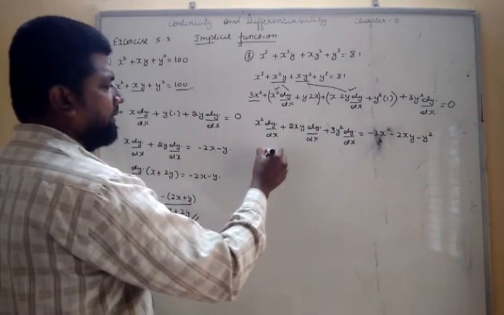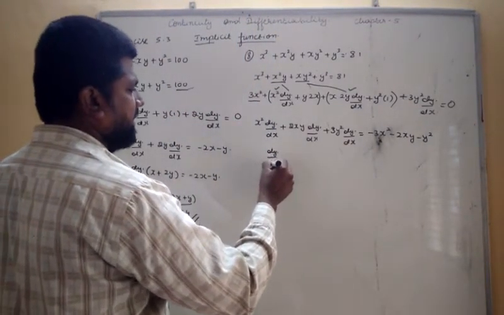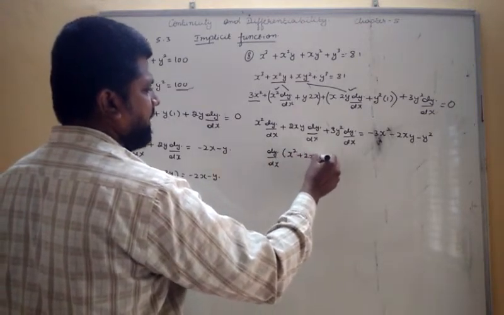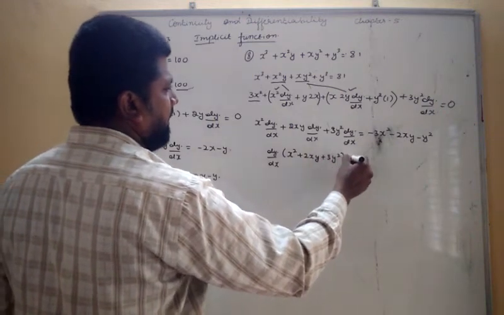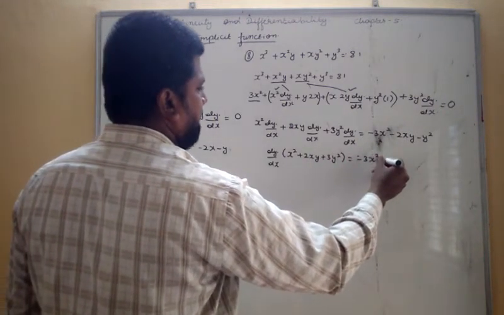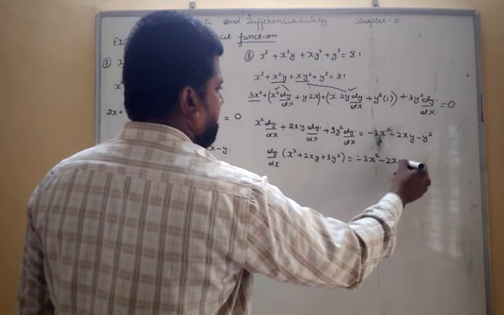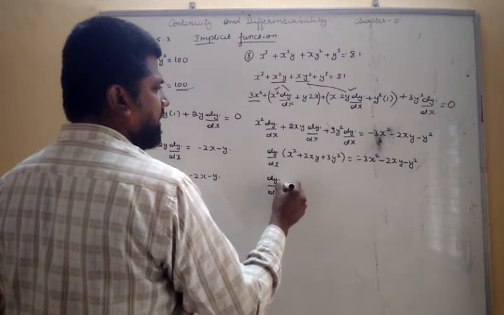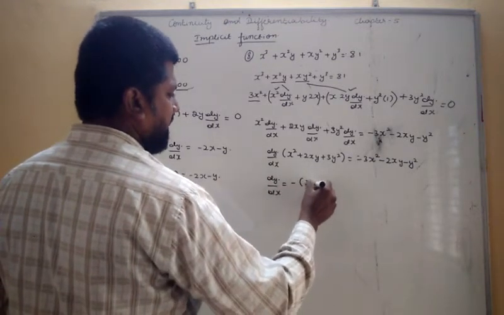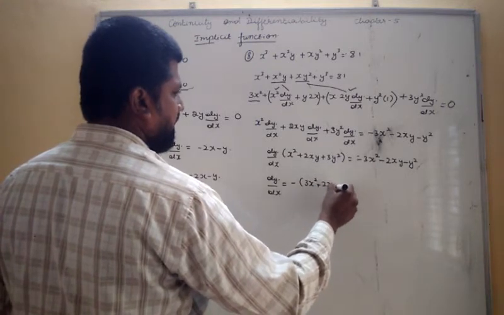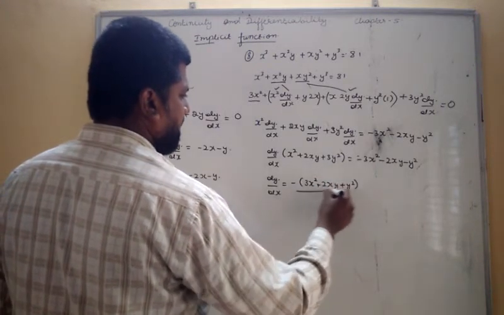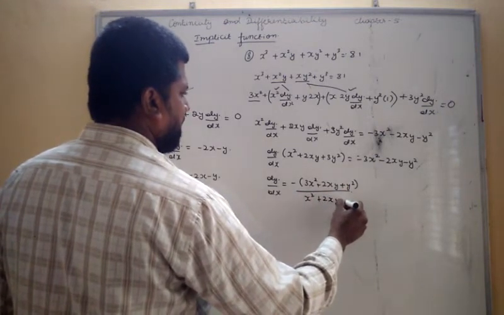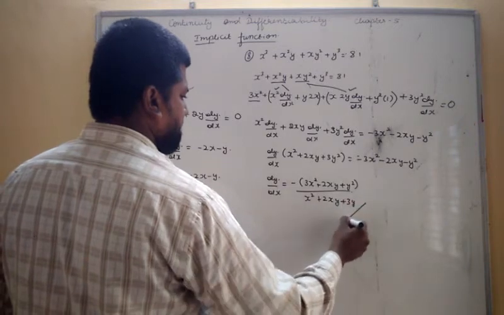Then take dy/dx common here. If you remove dy/dx common, what is the remainder? x² + 2xy + 3y² is equal to −3x² − 2xy − y². Then dy/dx is equal to, removing the common minus, −(3x² + 2xy + y²) divided by (x² + 2xy + 3y²). So this is the answer.